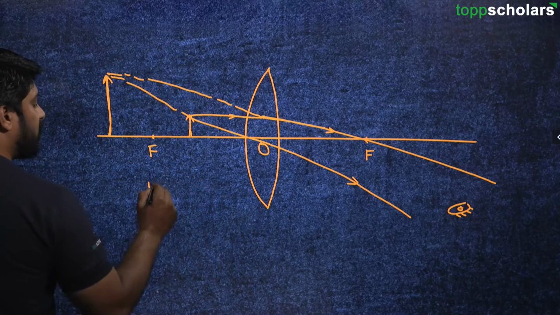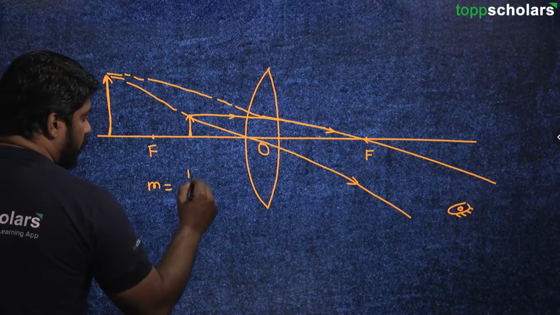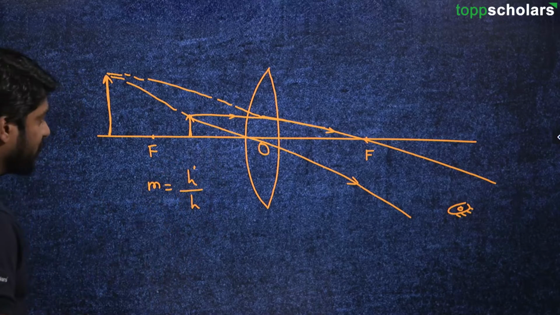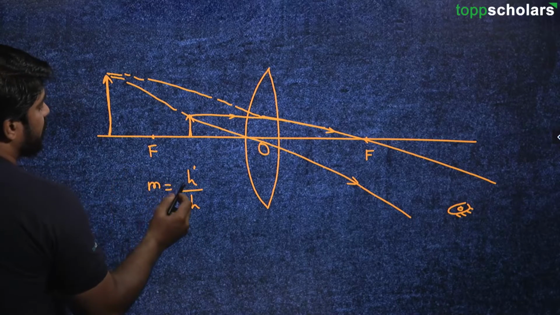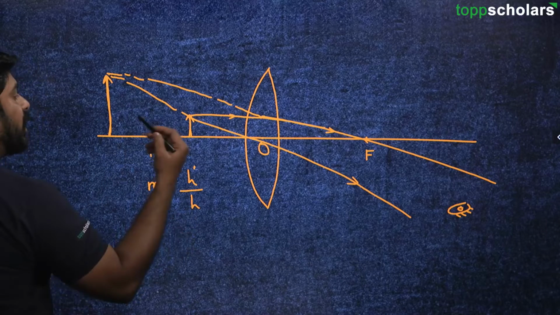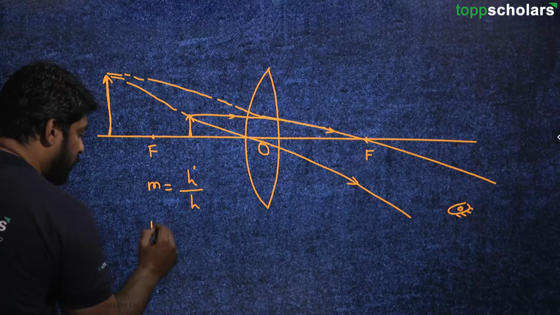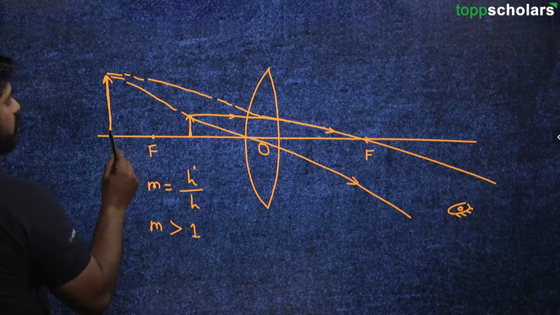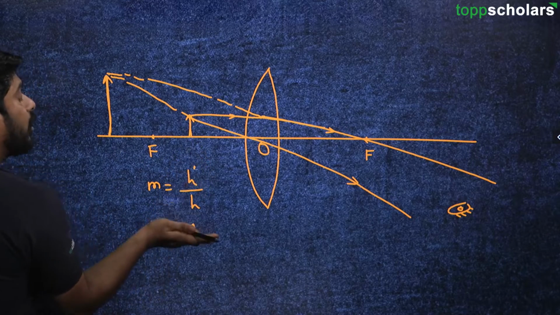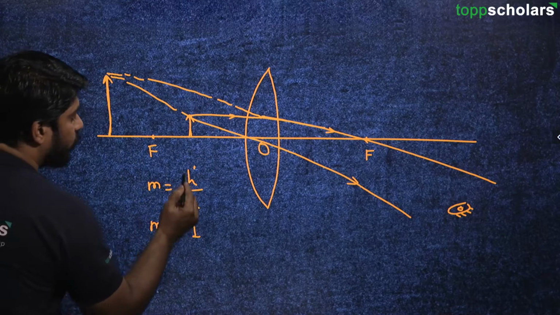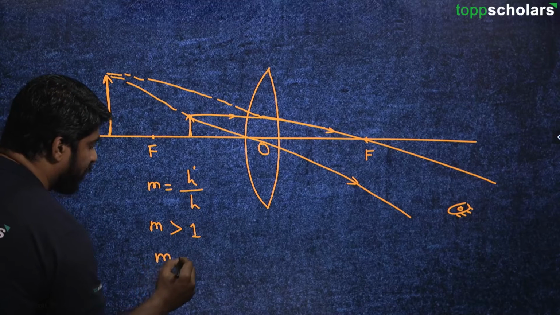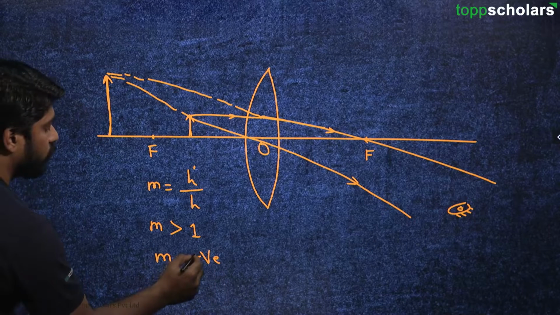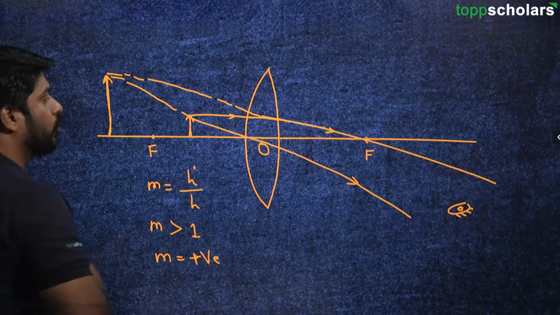We know magnification is nothing but image size h dash divided by object size h. Here, since the image is bigger than the object, this magnification is definitely greater than 1, and we can see that both image and object are above the principal axis. So definitely both of these are positive. Therefore magnification is a positive number. So this is going to be the value and sign of the magnification.